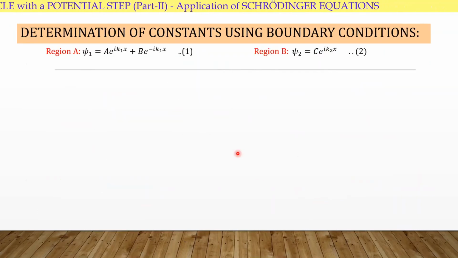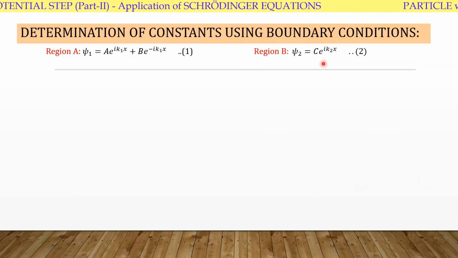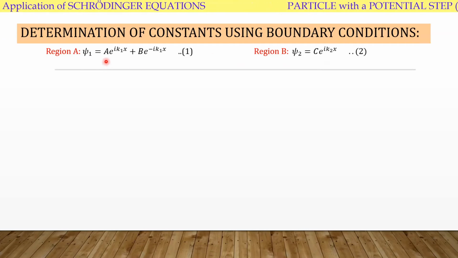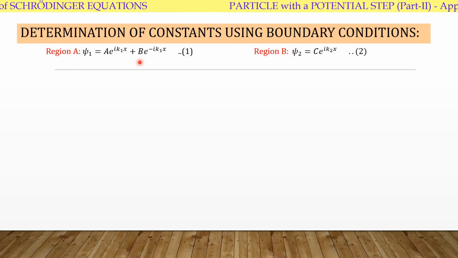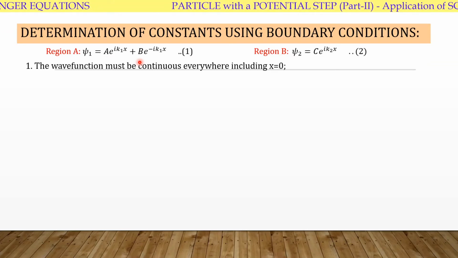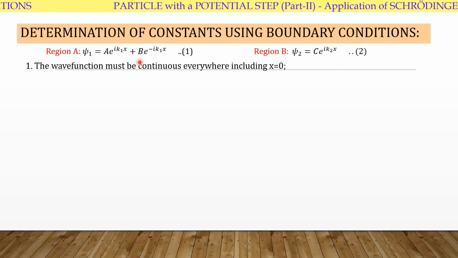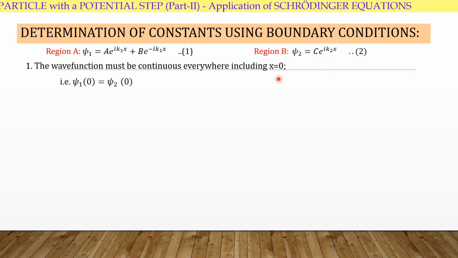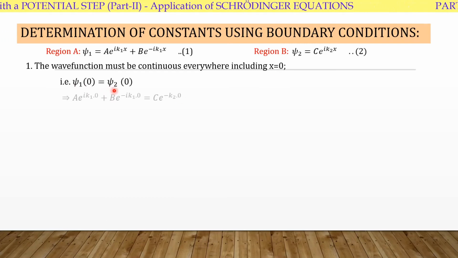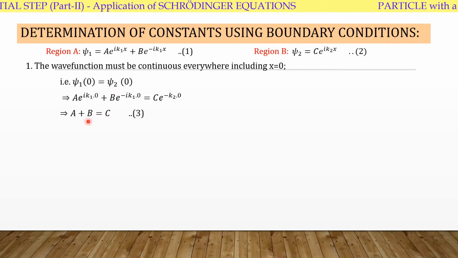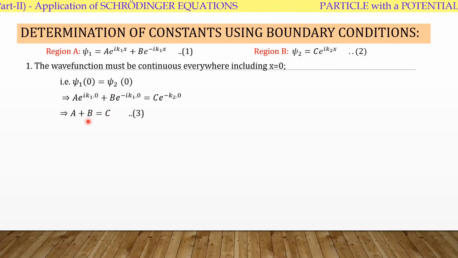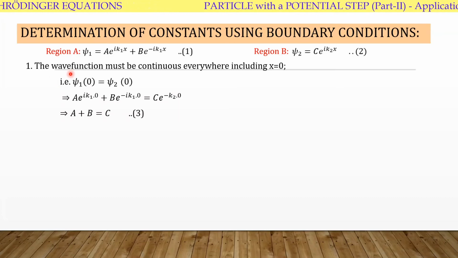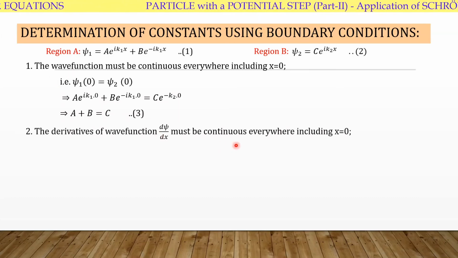Now we have got the solutions of the Schrödinger wave equation in both the regions, but we are still yet to know the values of A, B and C, the constants. So for this, I will make use of the boundary condition which says that the wave function must be continuous. So the values of ψ1 and ψ2 at x = 0 must be equal. So I just substitute the values and put x = 0, and I arrive at the result A + B = C. I label this equation as 3. Next, just like the wave function, its derivative must also be continuous at x = 0.